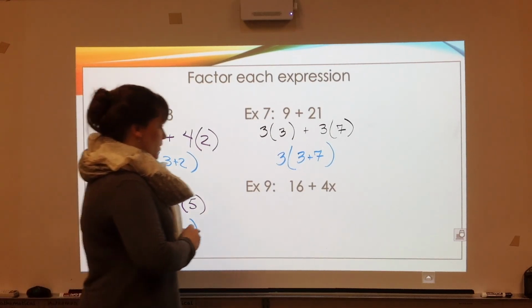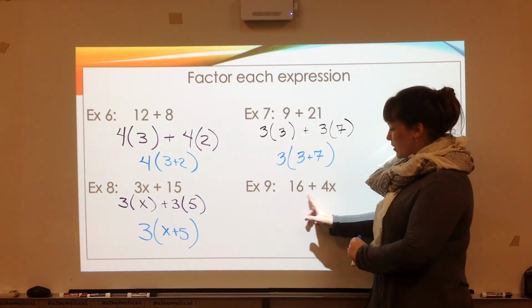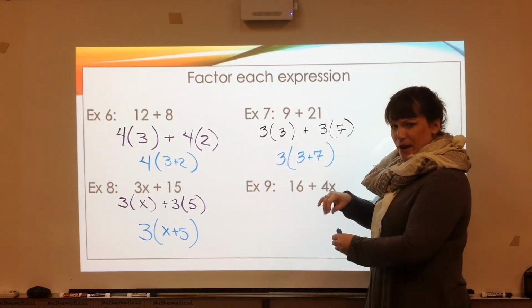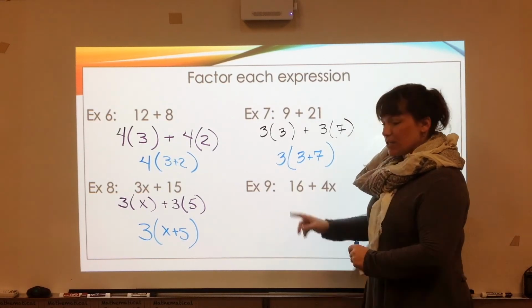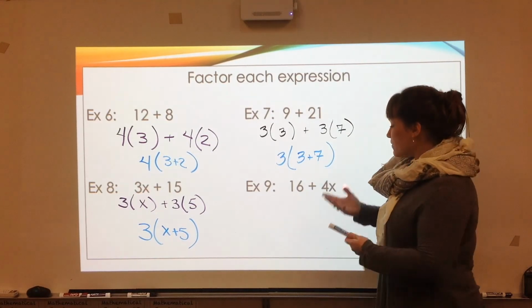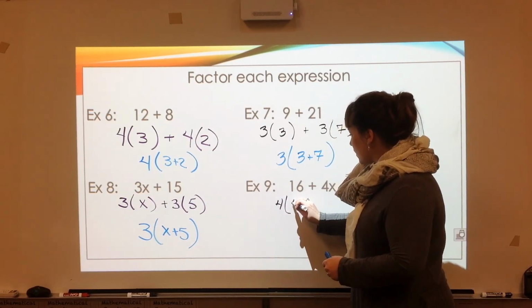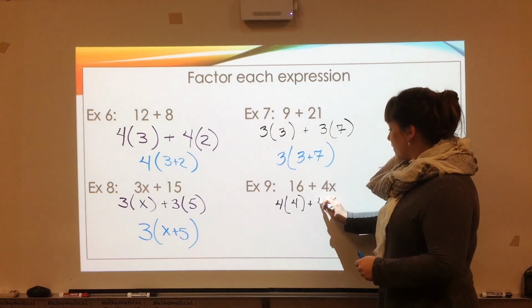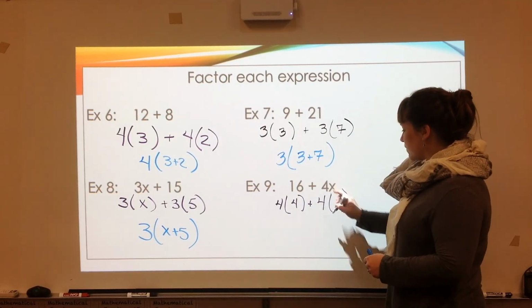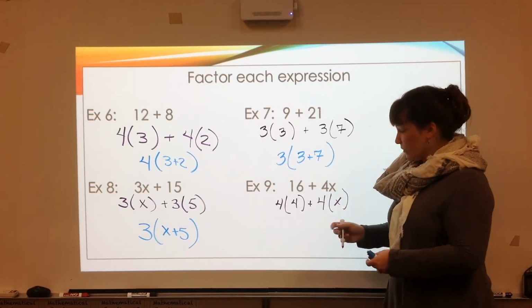Let's try the last one. So I have a variable, so I'm just going to look at the coefficient and this constant. It's flipped around, but that's okay. What number do 4 and 16 have in common as a common factor, and that is 4. I'm going to have 4 times what is 16, and that's a 4. And then 4 times what is 4x. I don't know what x is, so I have to just drag it down here.